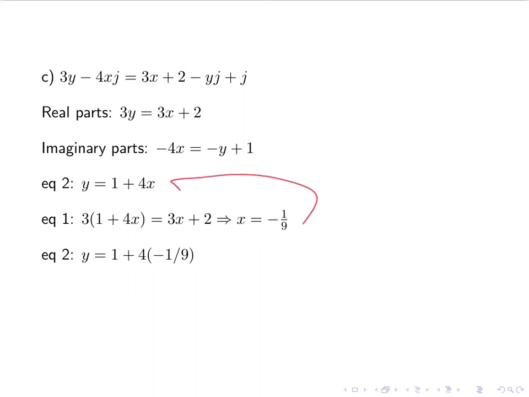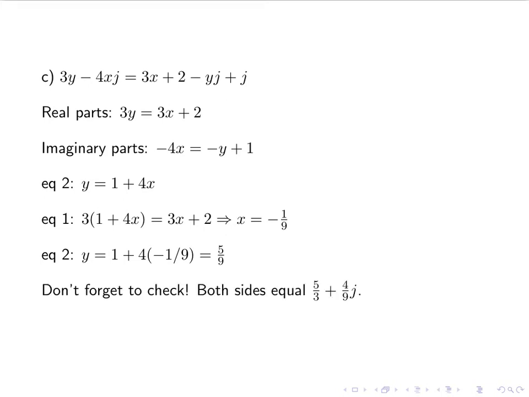I'm going to plug that in for x in my y equals 1 plus 4x. Simplify it, and y is 5/9. So again, we're going to check it. If we plug in x equals negative 1/9 and y equals 5/9, both sides should give us 5/3 plus 4/9 j. Okay, so always check your answers. It's really important to make sure that you do that.